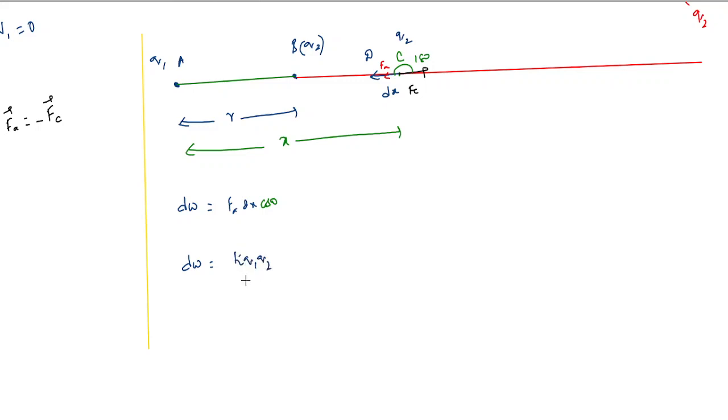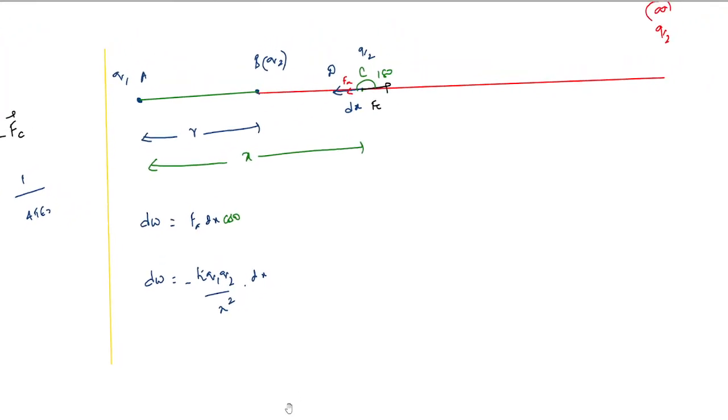q1 q2 by x into cos 180, which is minus, so it becomes a minus. So minus k q1 q2 by x square becomes the force, where k is equal to 1 by 4 pi epsilon naught. So this is the work done, force into dx. This dx is already here. Now let us find the total work done.